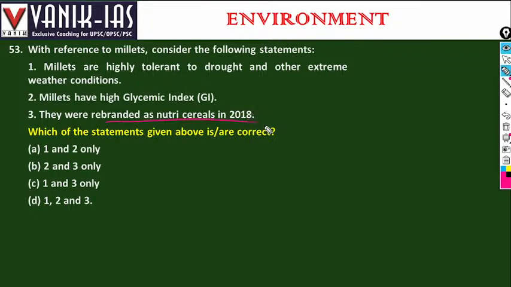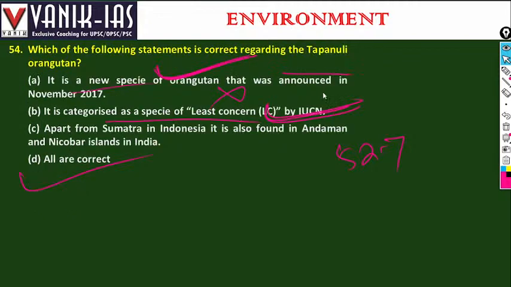So, which of the following statements are correct? Rebranded as Nutricereals. Yes, it is right. Drought tolerant. Yes, it is drought tolerant, and they can exist in extreme weather conditions. They have a high glycemic index. No, this is wrong. They have a glycemic index of 52.7, which is lower than maize and wheat flour. So the second statement is wrong. Options 1 and 3 will be right regarding millets. They can exist in extreme weather conditions, and they are rebranded as Nutricereals. They have a medium glycemic index.